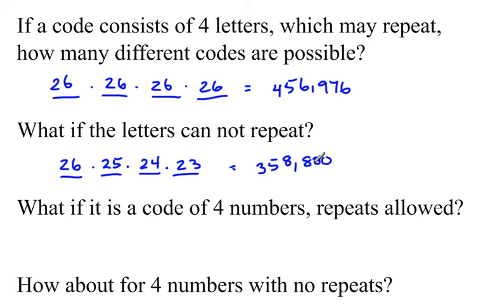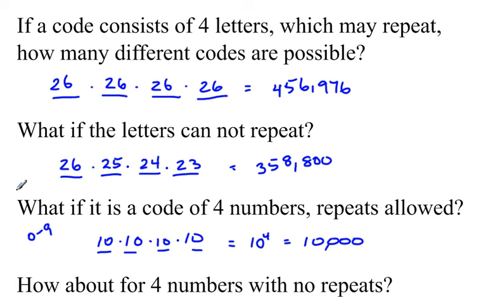All right, so let's see, what if it's a code of 4 numbers? Well, if I take my digits 0 through 9, there's actually 10 digits I can choose from. And if I allow repeats, then I'm going to have 10 times 10 times 10 times 10. That's a lot easier to multiply in my head. That's just 10 to the 4th, which of course is a 1 with 4 zeros, or 10,000 options.